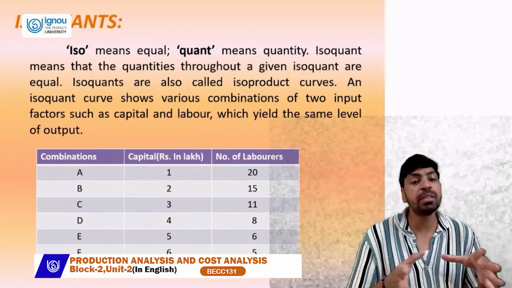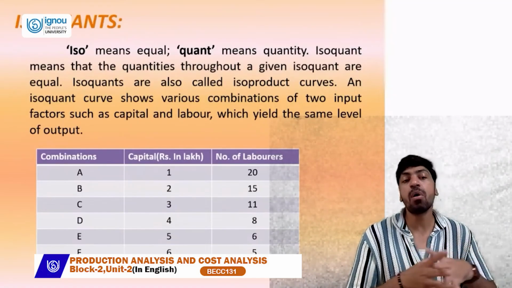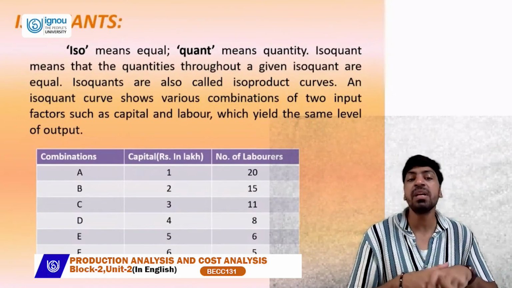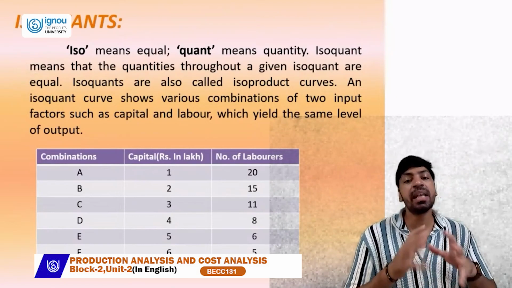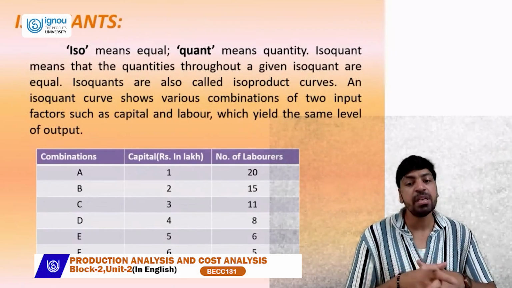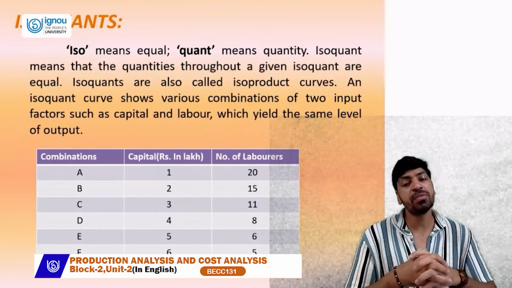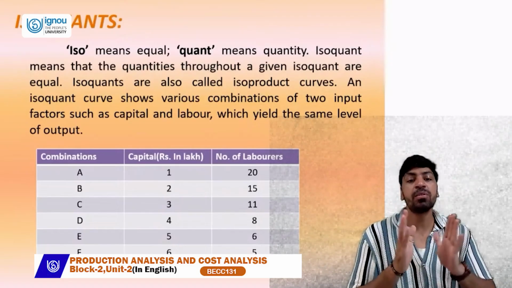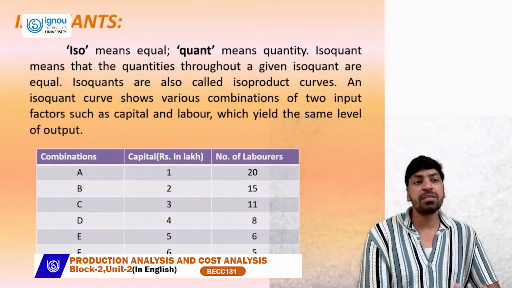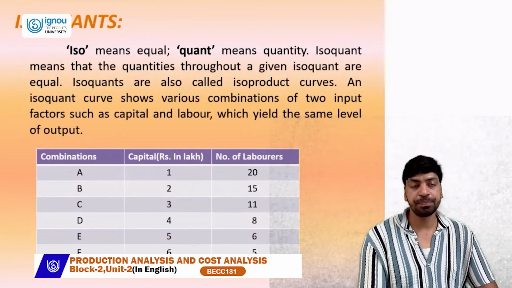In the following tabular representation, you can see the combinations A to F, with capital in rupees in lakhs and the number of labors. The overall combination of both produces the same level of output as it goes on increasing. So that's called an isoquant.